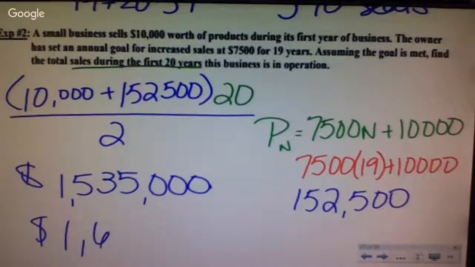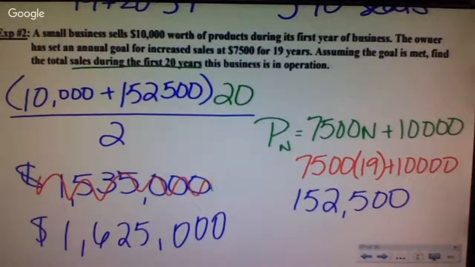1,625,000. It's okay, because I be sleeping. You was off a whole 1,000. Oh, because when I put in my answer I put in an extra zero. Your answer here, after 20 years, he should have made $1,625,000 in profit.